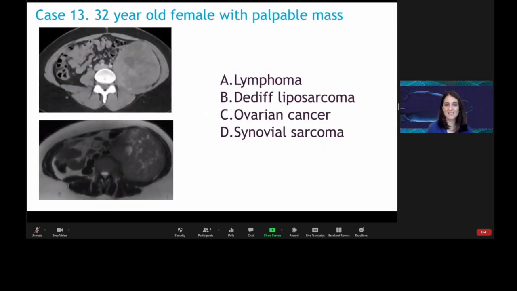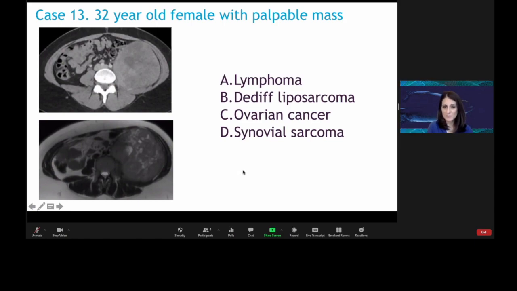And this is the last case, a 32-year-old female with a palpable mass. Do you think this is lymphoma, dedifferentiated liposarcoma, ovarian cancer, or synovial sarcoma? Have a little bit of a think about it and bring in some votes. And actually, just to keep us on time, I'll start talking about the case as you're thinking about what you think it is. It's really too heterogeneous for lymphoma, I think. She's very young for dedifferentiated liposarcoma, which we normally see, remember, in the 5th to 7th decades of life. I guess it could be ovarian, but it would be unusual. So this is a synovial sarcoma.